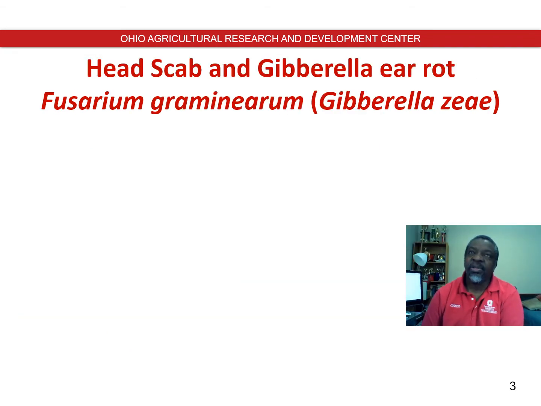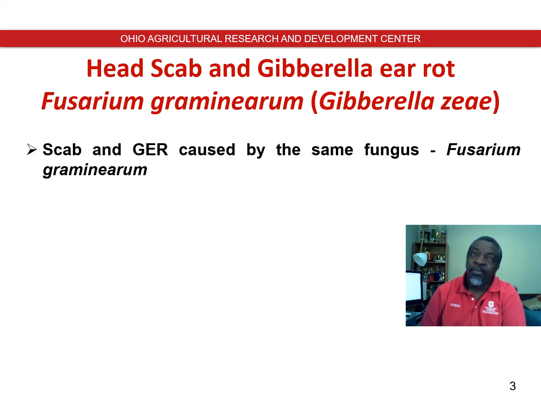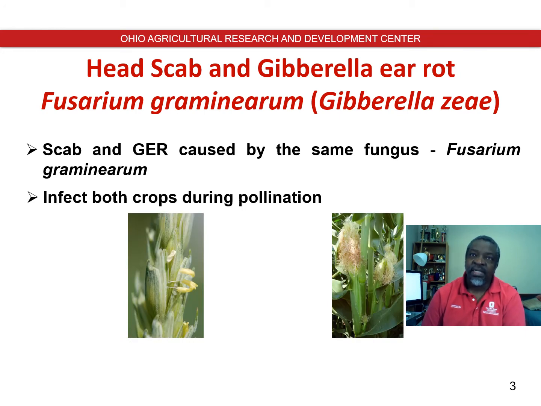There are many similarities between Fusarium head blight and Gibberella ear rot, other than the fact that they're caused by the same fungus, Fusarium graminearum, also called Gibberella zeae. One very important similarity that has direct implications for management with fungicide is the fact that in both cases, the fungus infects during pollination. In the case of wheat, the fungus enters or infects the spikes during anthesis, and in the case of corn, the fungus infects during silking.